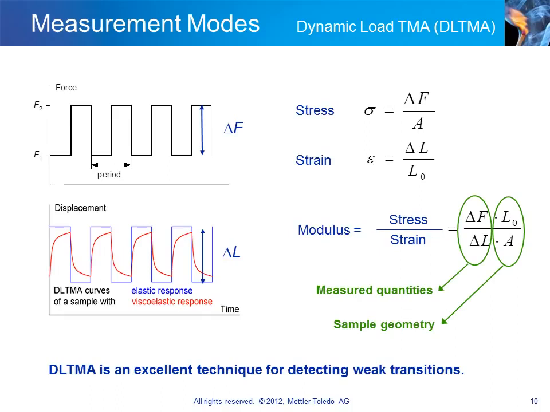The DLTMA mode can be applied to all measurement modes, that is, to compression, tension, and bending. It is very sensitive to changes in the modulus of materials and is therefore an excellent technique for studying weak chemical and physical transitions. DLTMA is in fact ideal for the determination of the modulus of soft materials. However, for the measurement of a wide stiffness range, we recommend dynamic mechanical analysis using the Mettler Toledo DMA SDTA 861E.